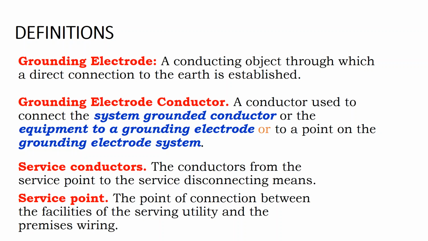You've got service conductors that go from the point of service to the service disconnecting means. So a feeder circuit can be a service conductor. A feeder circuit could also not be a service conductor. It could be an on-site feeder circuit. The service point is the point of connection between the facility serving the utility and your premise wiring.